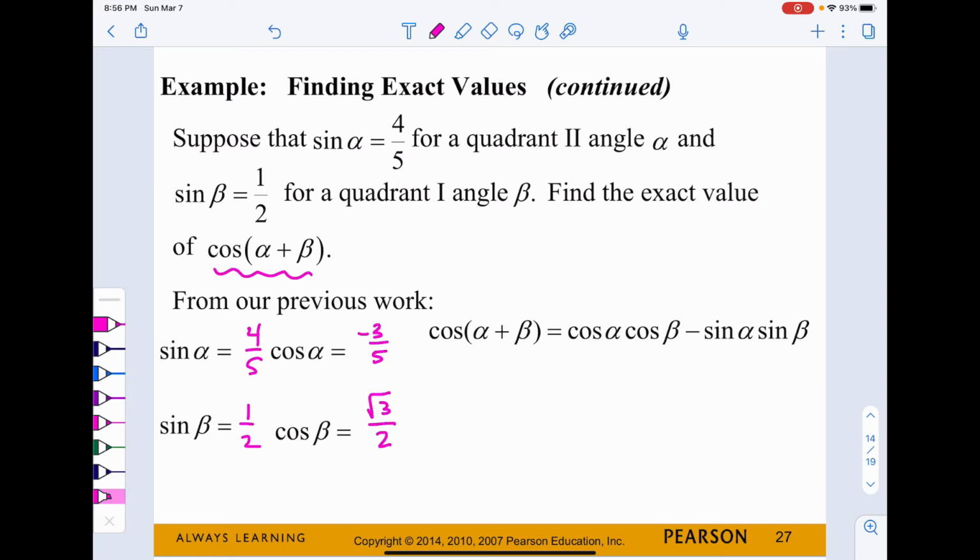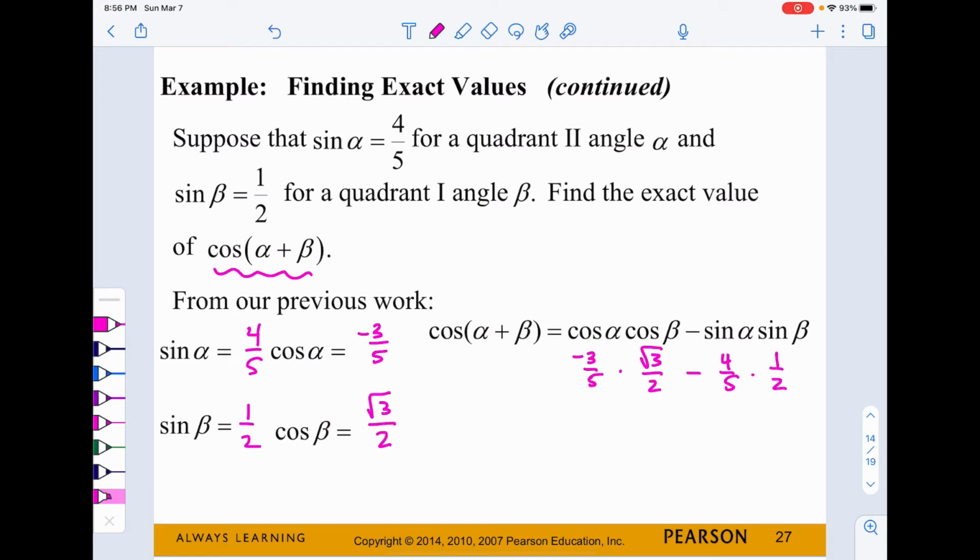So we are using a sum or difference formula, in this case a sum formula. Our cosine of alpha plus beta is broken down into the cosine of alpha, cosine of beta, minus the sine of alpha, sine of beta. So our cosine of alpha gives us -3/5 multiplied with the cosine of beta, which is root 3/2. We're going to subtract the sine of alpha, which is 4/5, times the sine of beta, which is 1/2.